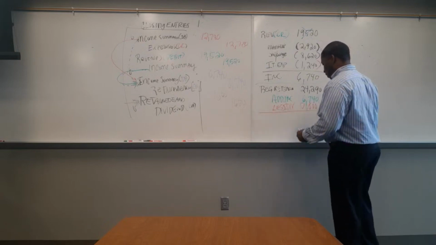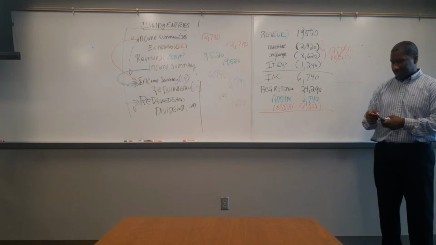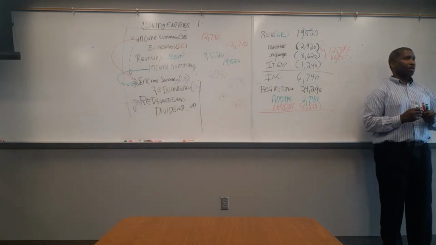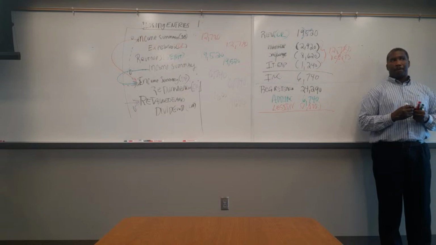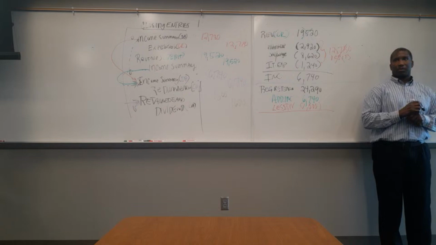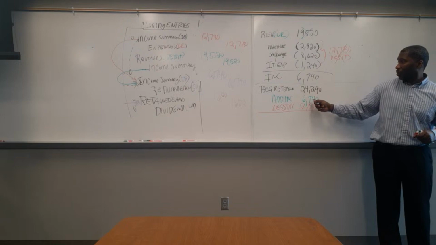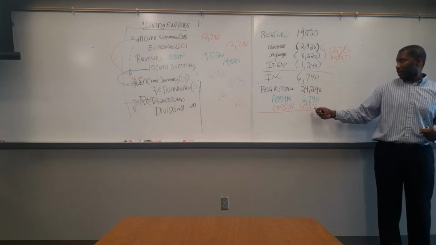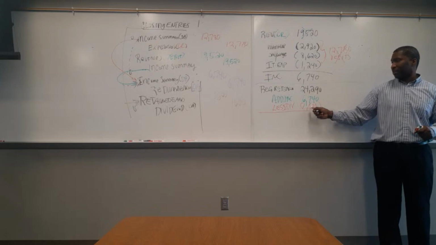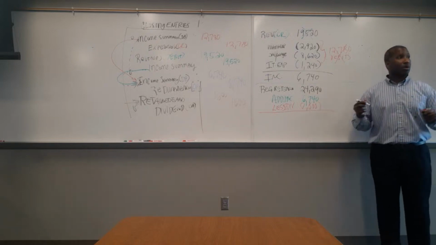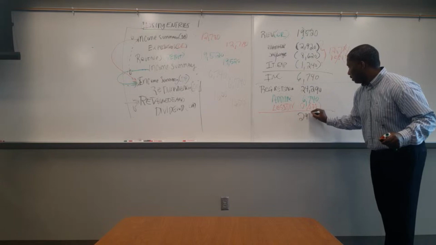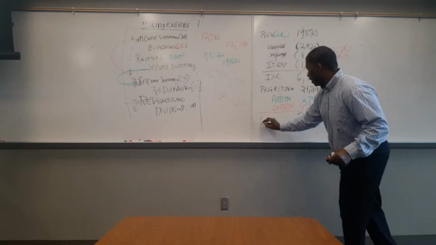And my ending retained earnings balance would be how much? Whatever that number is, that's the ending balance. Anybody got that number for me? That's 24,290, and then we're going to add 6,740, and then subtract 1,600. 29,430. 29,430, and that is my ending retained earnings.